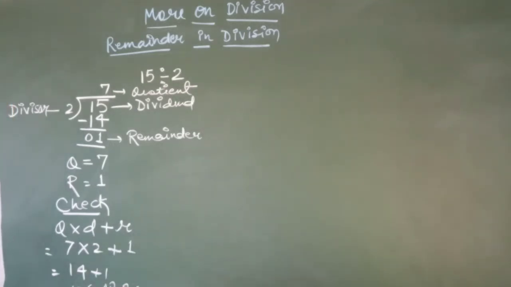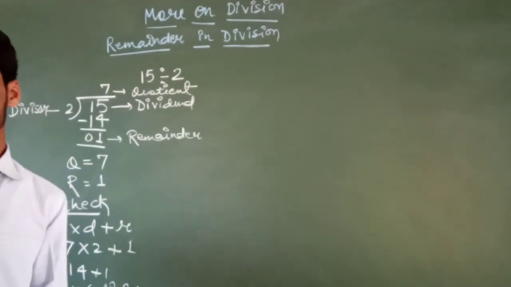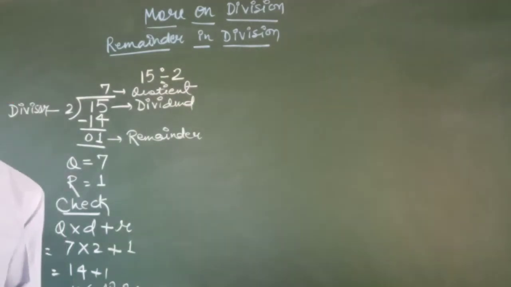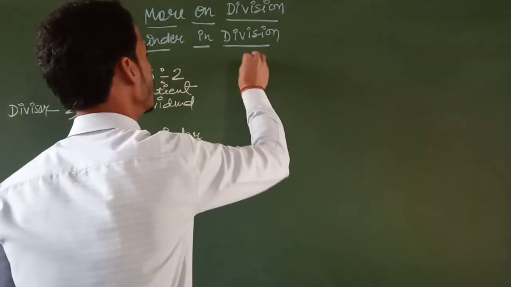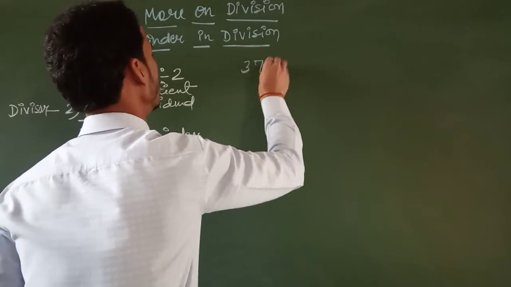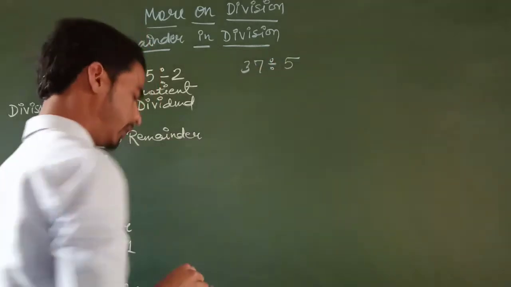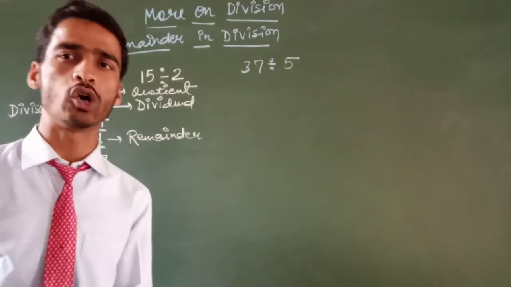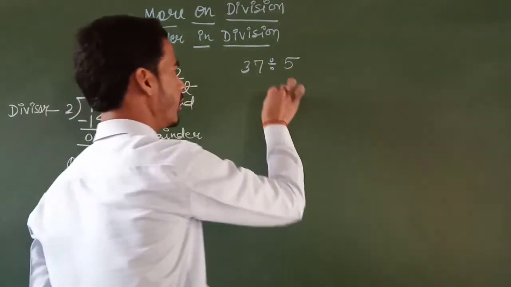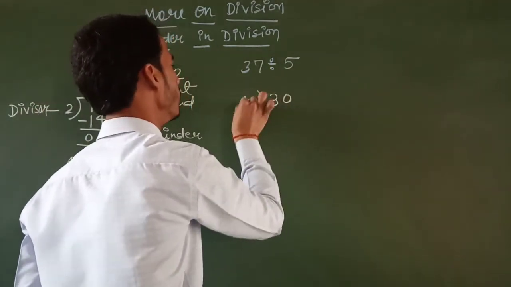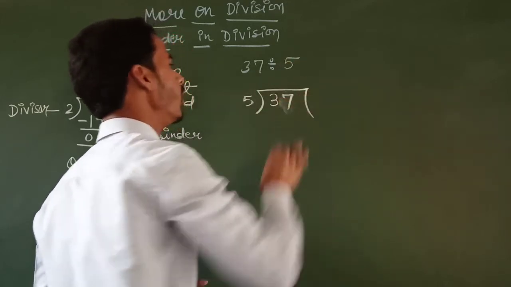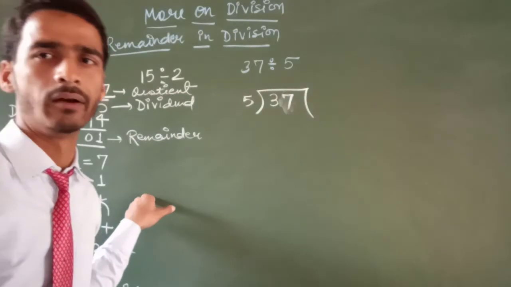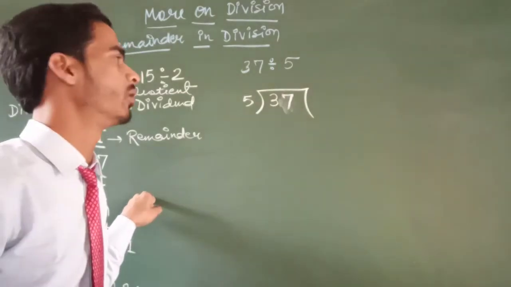And now how we can solve the question in long form? Listen carefully everyone. There is an example, 37 divided by 5. Firstly, we have to arrange this in such type, and that is 37. And how many times will it be divided? That comes up to 37.